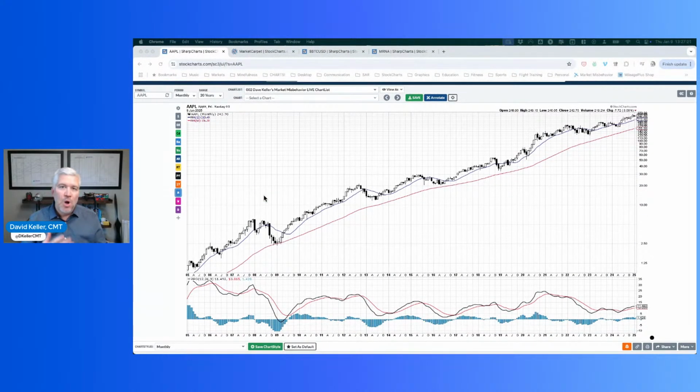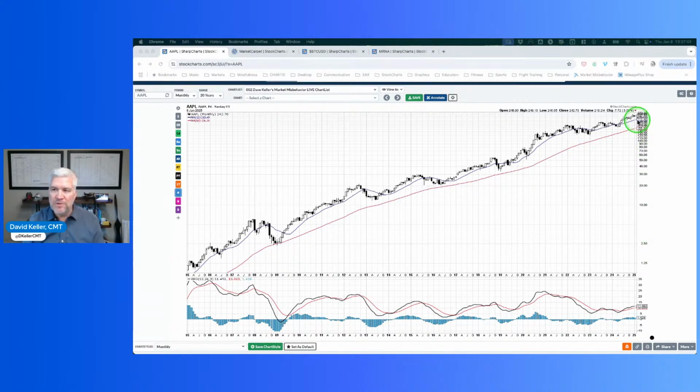So what a log scale chart does, or I guess a semi-log scale chart, which is the technical name for it, is it basically affects the y-axis, the vertical axis on the chart. Here I'm looking at a monthly chart of Apple, and I'm showing it using a log scale. That is compared to an arithmetic scale, which I'll get to in a minute.